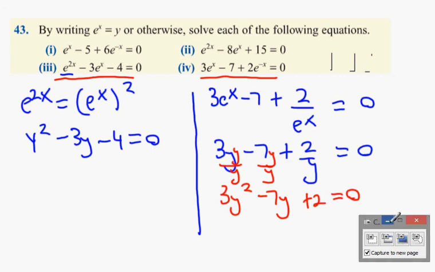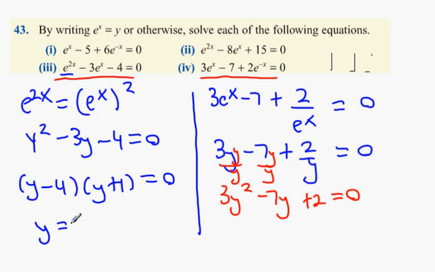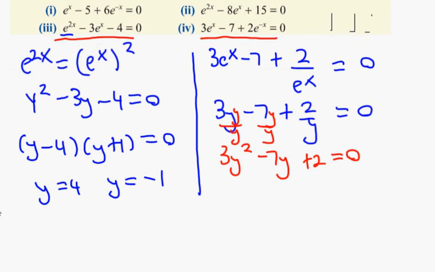Now, I don't need to finish that quadratic off for you because I'm actually going to show you how to finish this one over here. This one over here is going to be y minus 4, y plus 1 equals 0. y equals 4, y equals minus 1. Don't forget what you said y was. y is e to the x. e to the x must equal 4, or e to the x equals minus 1.